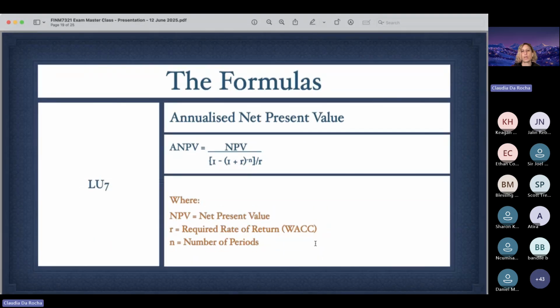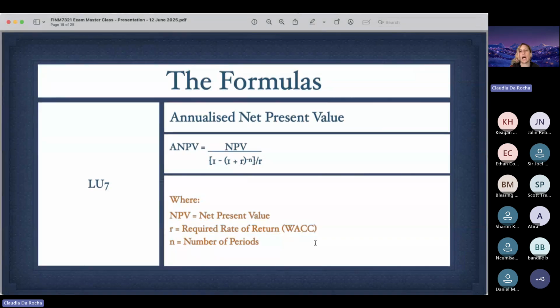Okay, then we have your annualized net present value. So really, this is just how we are able to compare 2 projects and get a net present value for a specific year. So there is a formula. There's also a financial table method, and there's also a calculator method. So there are different ways to calculate this.